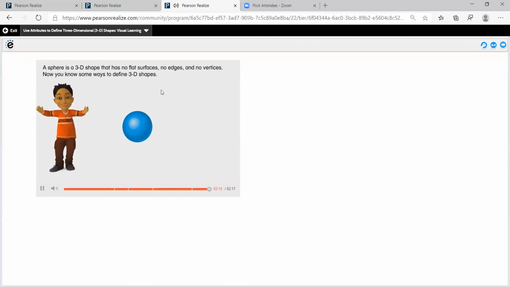So again, remember the sphere is different because it is a 3D shape that has no flat surfaces, no edges, and no vertices. Now that you know some ways to define 3D shapes, we're going to continue with our lesson.